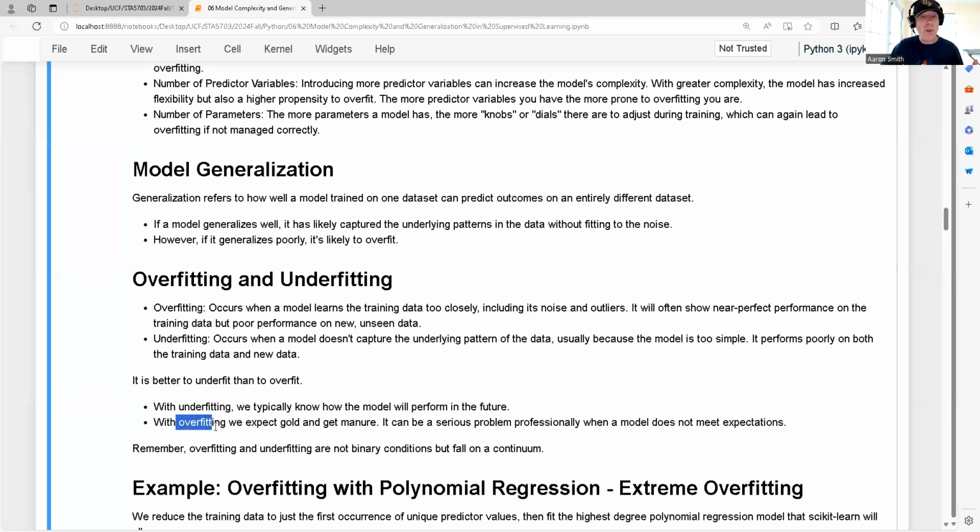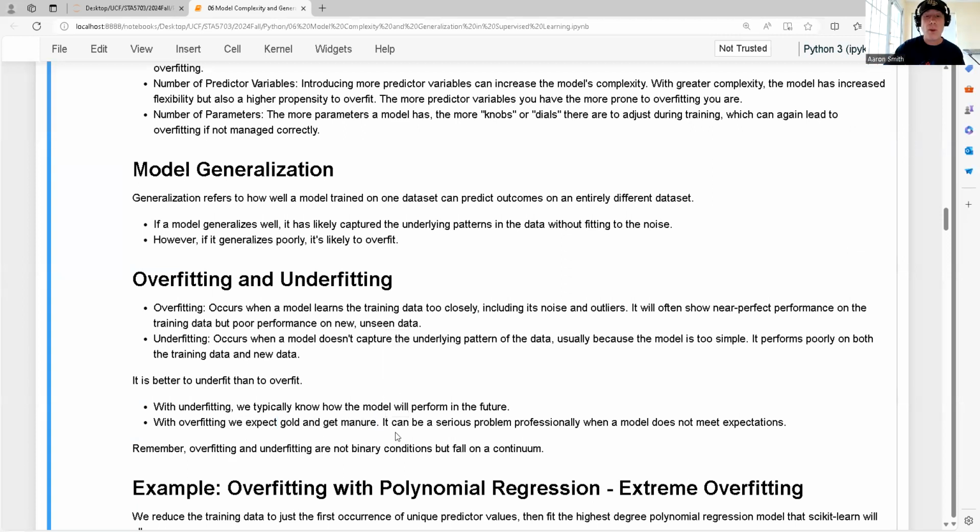When I overfit, though, what ends up happening is I think, yeah, this is going to be great. I got a good model. I'm real excited. I expect gold, but I get manure. If I wasn't doing this professionally, for teaching, I would use a different word than manure.